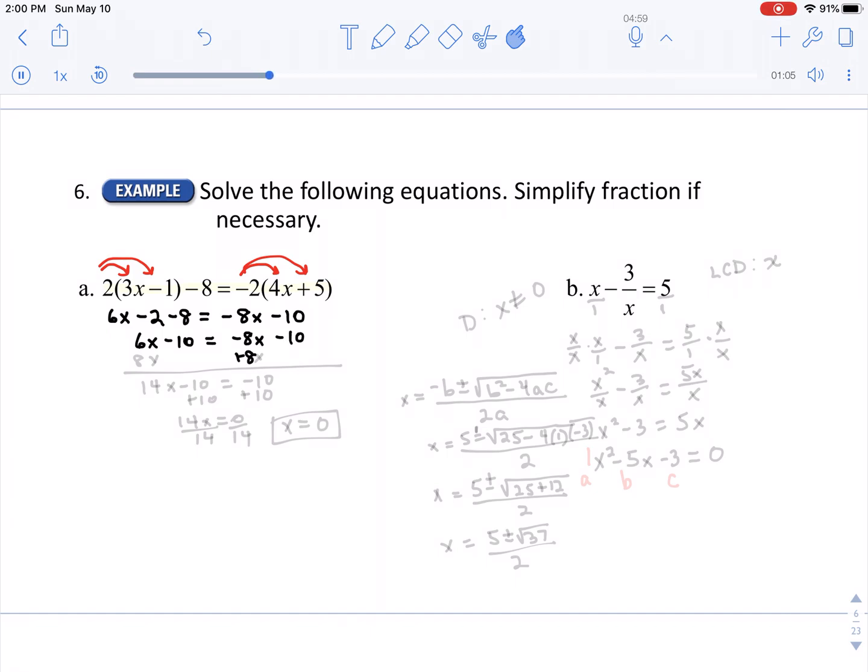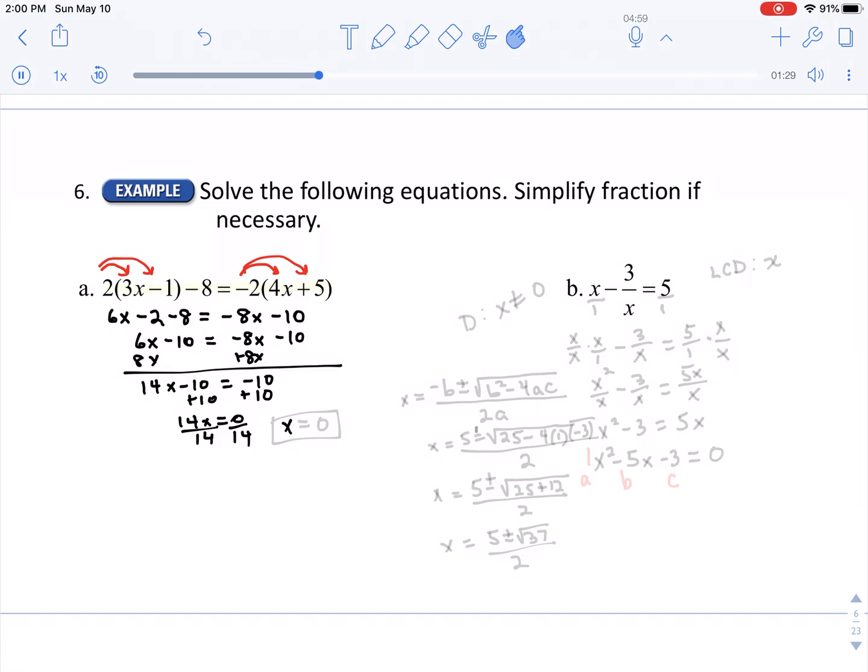Add 8x to both sides. So we get 14x minus 10 equals negative 10. Add 10 to both sides, and we get 14x equals 0. Divide both sides by 14, and we get x equals 0.